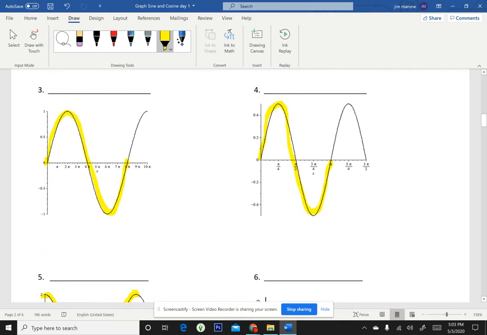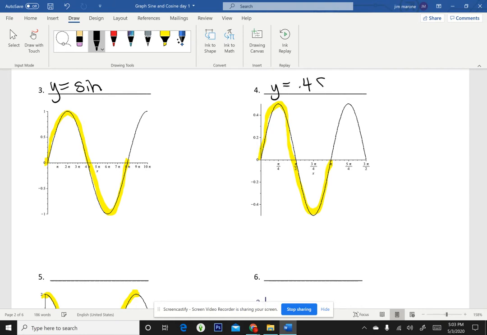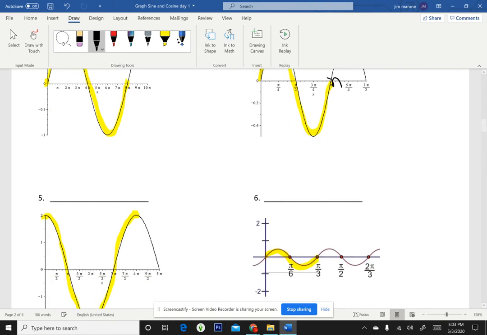The amplitude is the height. That's the next easiest part. So y is equal to 1 times the sine. For 3, y is equal to 0.4 times the sine. 5, y is equal to 2 times the sine. And for 2 or 6, it looks like it's about y is equal to 1/2 times the sine. And I forgot, number 5 is the cosine.